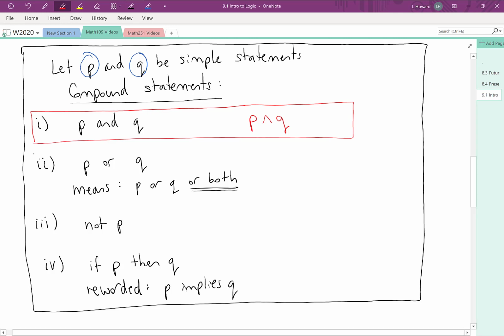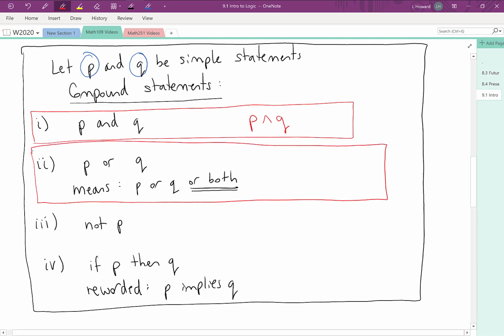Second compound statement is the OR operation that joins two simple statements. With the OR, there's a bit of a subtlety here. When we say P or Q, we really mean P or Q or both. So that OR is always including the possibility that both things could be happening. And to represent that, we're just going to use a V. So the V is for the OR.